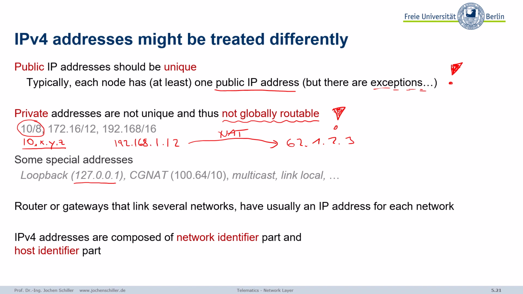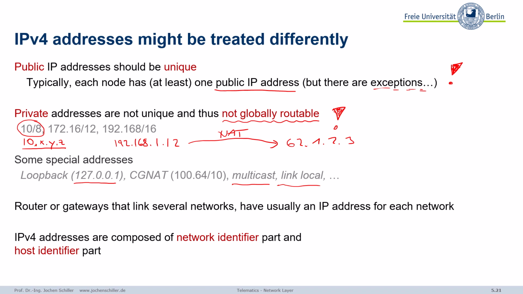For example, we will also learn that there are some other types like multicast addresses, IPv4 to 6, some link local addresses, and so on. So we will see what these special addresses are. For now, it's important that you know there are public addresses, the majority, some private addresses, some special addresses. And routers typically have connections into several networks. Then they have an IP address for each of the networks.